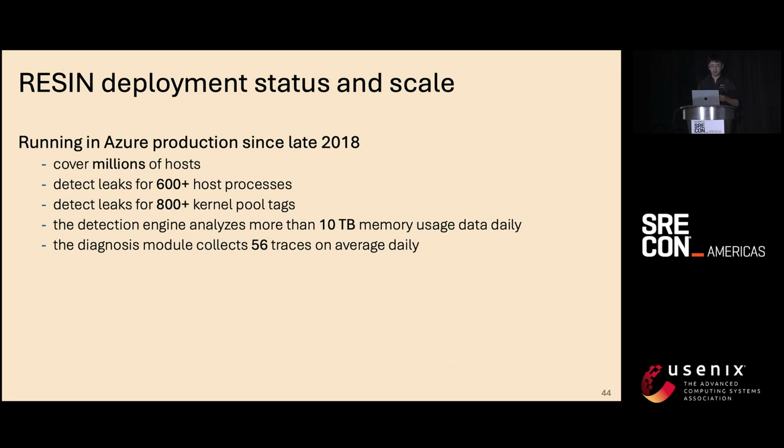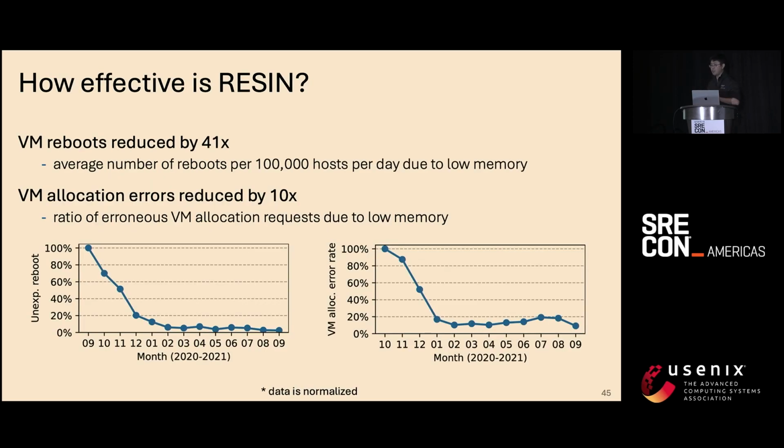So this service has been running in Azure for like 5 to 6 years already, and it has really changed the game for our daily operations. You can see that after we apply that model, the VM reboot caused by memory leak is reduced by 41 times, and the VM allocation failure is also reduced significantly. So for more detail, we can chat offline, or you can go to the OSDI paper, the Resign paper, to check more details.